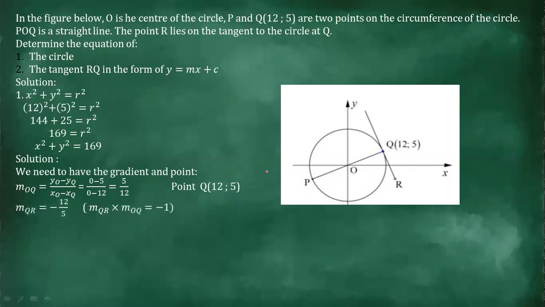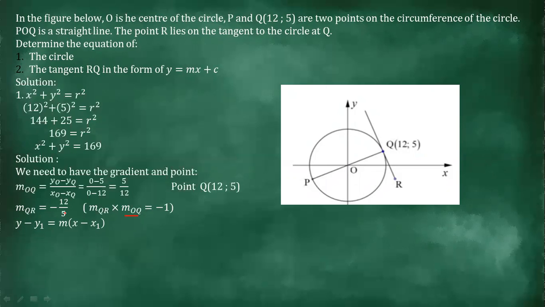Because we know that OQ is perpendicular to QR, when you multiply the gradient of RQ by the gradient of OQ, it equals -1. Remember, we have just determined this gradient, which is 5/12. Then just divide by 5/12. Then it gives us the gradient of QR as -12/5.